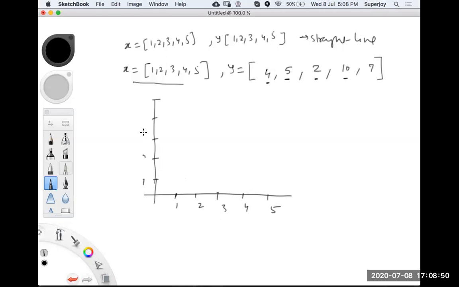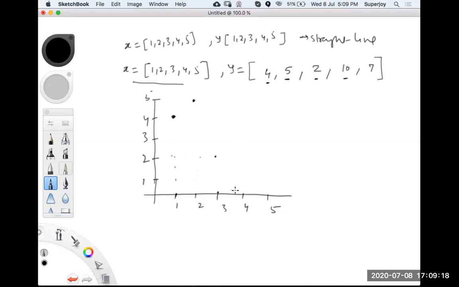So we have 1, 2, 3, 4, and 5 here, guys. When X is 1, what is the value of Y? This is our point. When X is 2, Y is equal to 5, so this is our point here. When X is 3, Y is equal to 2, so this is our point here, because 2 is mapping here.